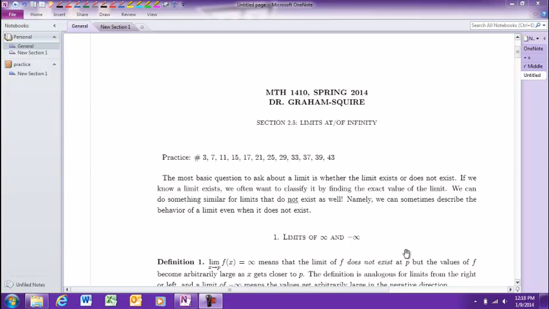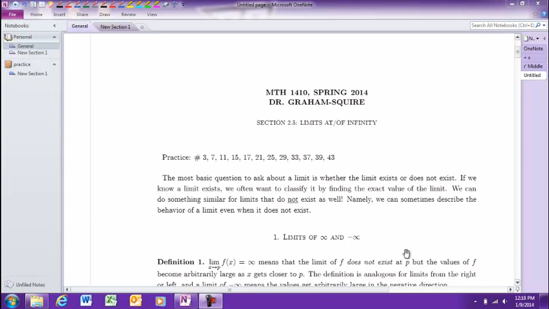Section 2.5, limits at and of infinity. So the most basic question you can ask about a limit is, does the limit exist or does it not exist? And if it does exist, then it's going to equal a number, and you can figure out what that number is. Previously, though, if it didn't exist, that was all we would say.